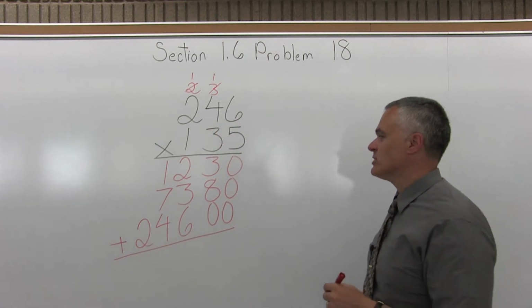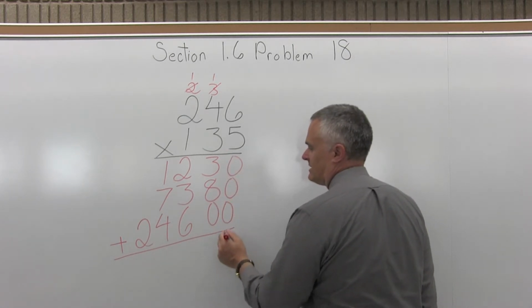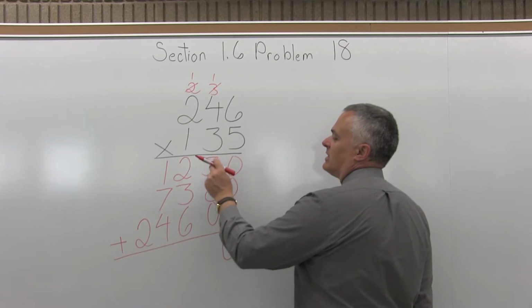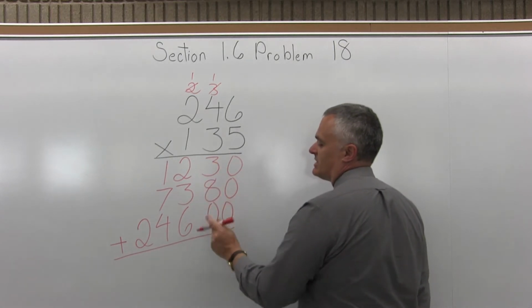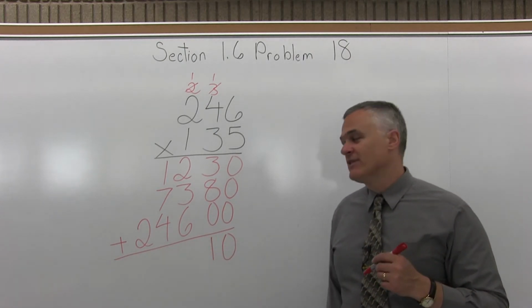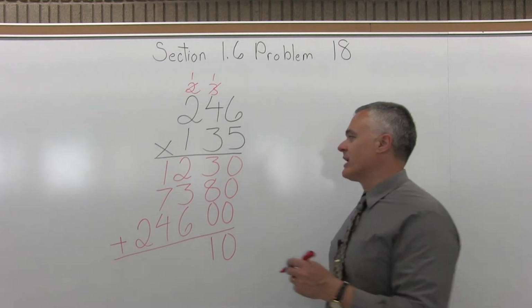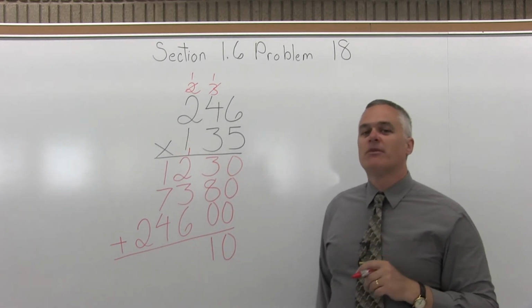I'll start in the rightmost column, and I add 0 plus 0 plus 0. That's 0. The next column over to the left, 3 plus 8 plus 0. Well, 3 plus 8 is 11. 11 plus 0 is 11. Now, for the 11, I put the 1 from the right half of the 11 under the column where I'm working, and I carry the 1 from the left half of the 11 to the top of the next column.